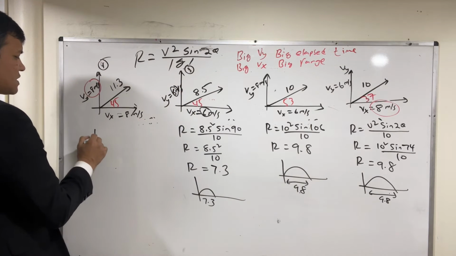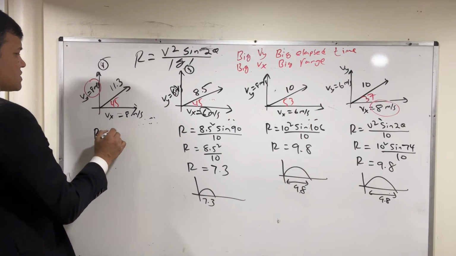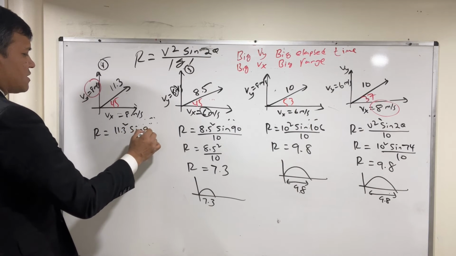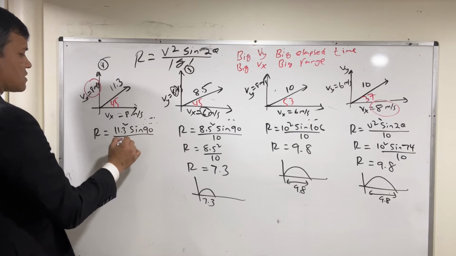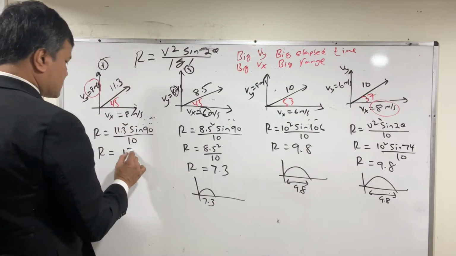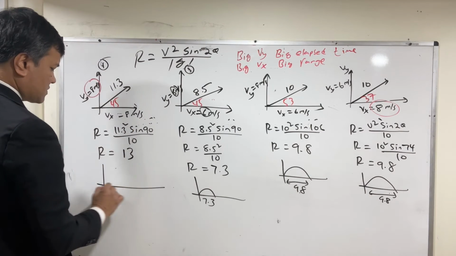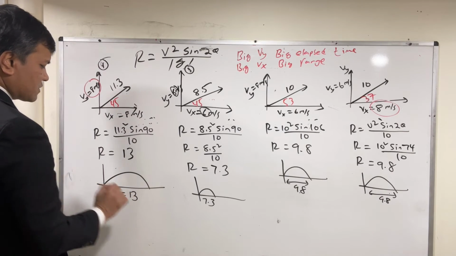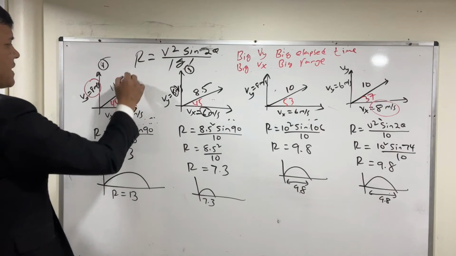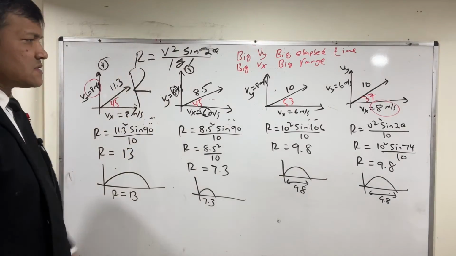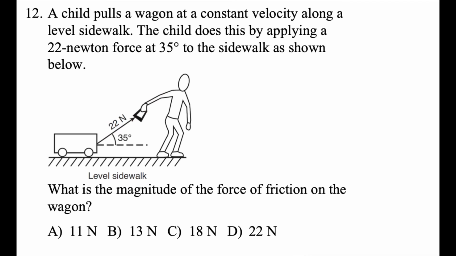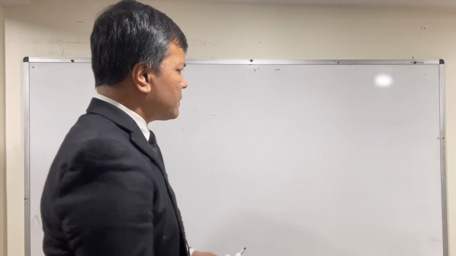Okay, so this one, R is equal to V square, which is of course 11.3 square, sine 90 over of course 10. So this is going to give 13. So this range is 13. So this gives you the biggest range, and then the second, these two are the second, and this one is the third.